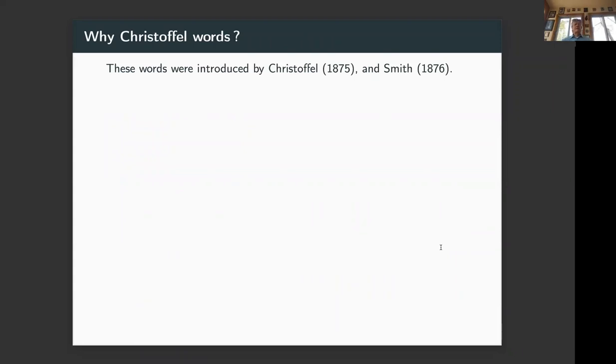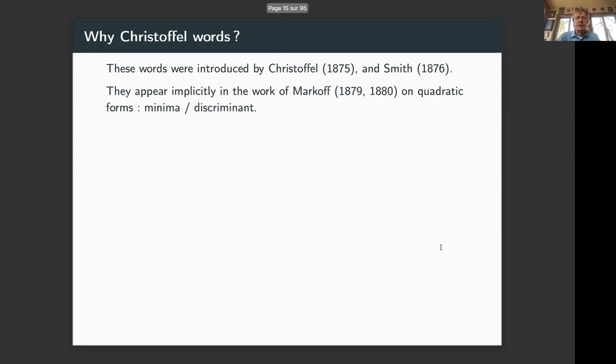Well, just some history about these words. These words were introduced by Christoffel in 1875. Actually, they were discovered also by Smith one year later. And they appear implicitly in the work of Markov some years later. The work of Markov is on binary indefinite quadratic forms. It is a very deep work which determines the quadratic forms which satisfy some inequality relating their minimum and the discriminant.